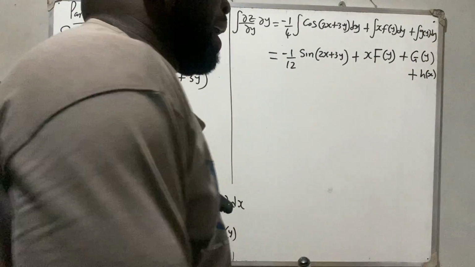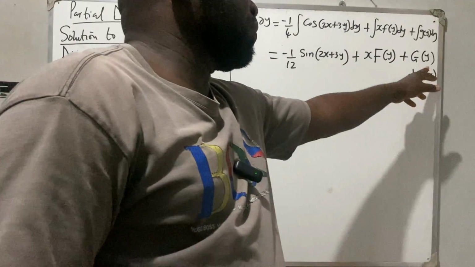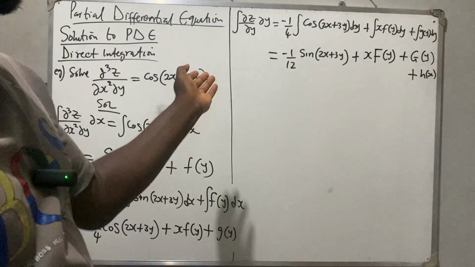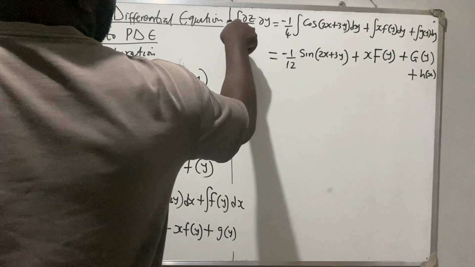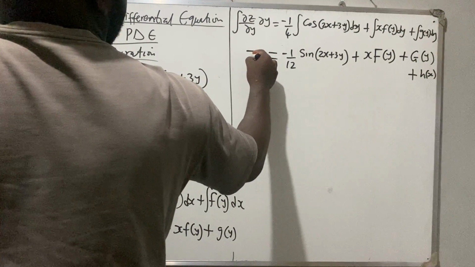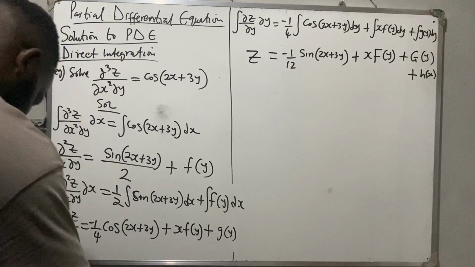Why did I put this arbitrary function? Because I integrated with respect to y, I'm going to put an arbitrary function with respect to x. And so if integration takes care of this and differentiation takes care of integration, I'm having z. So this is now my solution. That is by direct integration. Very, very simple.